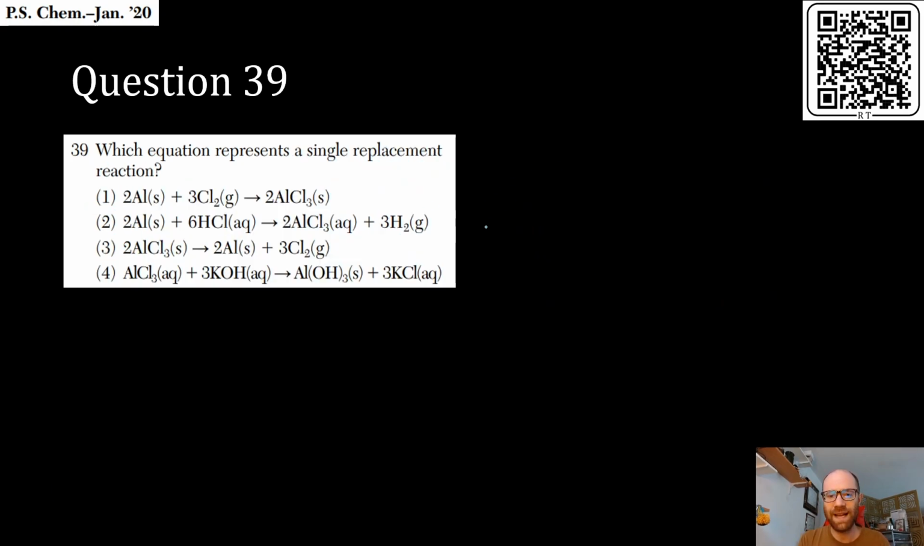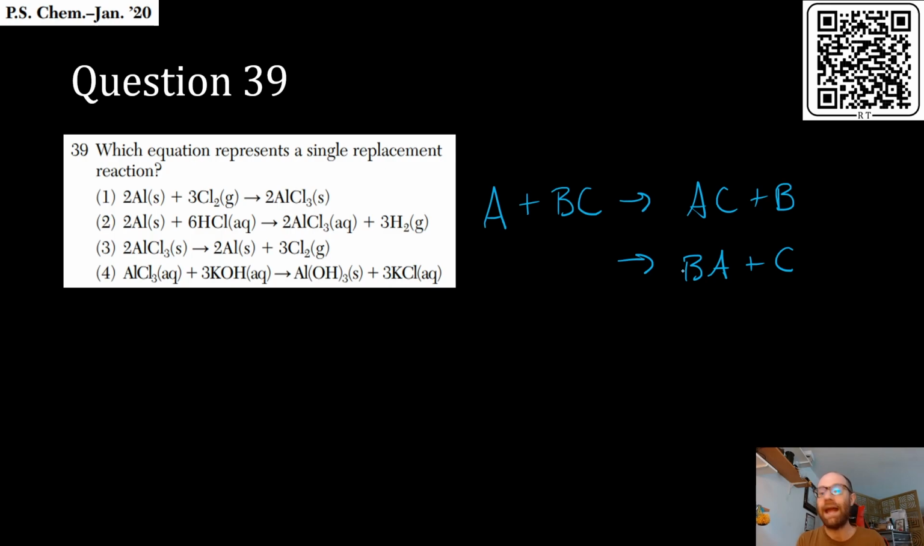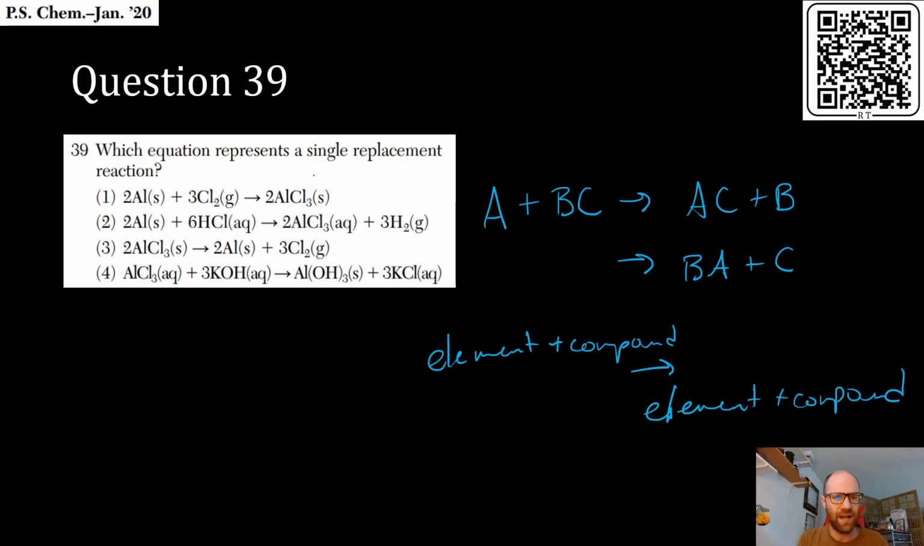Single replacement reactions are written in the form of A plus BC, and then you're either going to make AC plus B, or you could make BA plus C, depending on whether A is a metal or a nonmetal. Our general form is that we're looking for an element reacting with a compound to make an element and a compound. So the first choice, we've got one product.